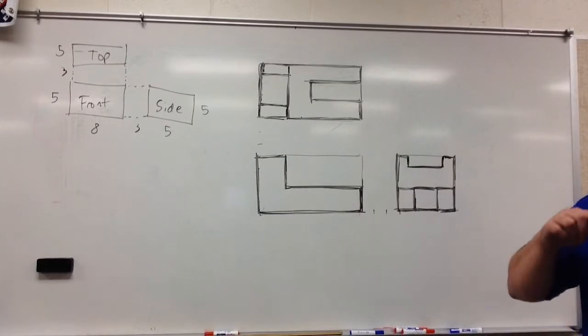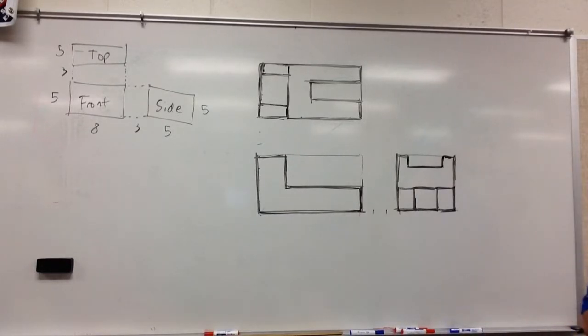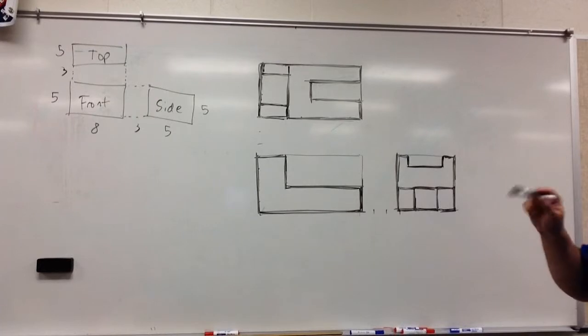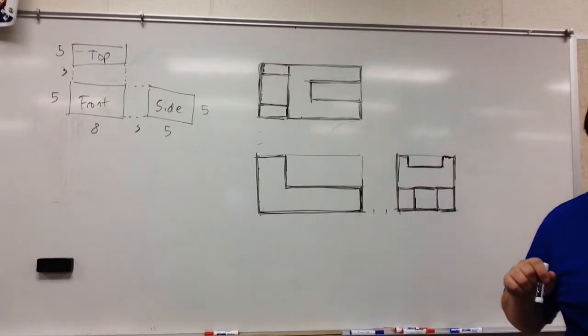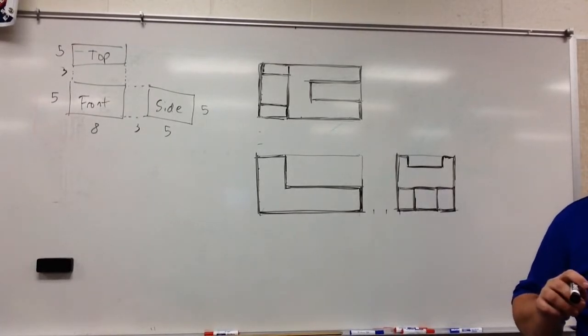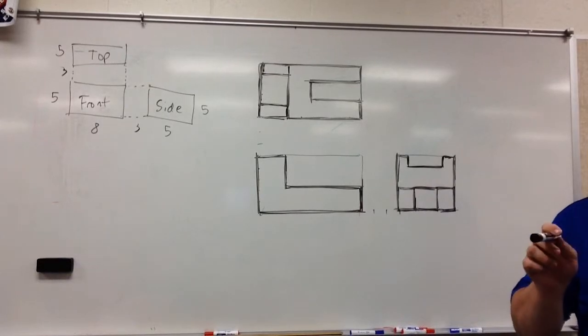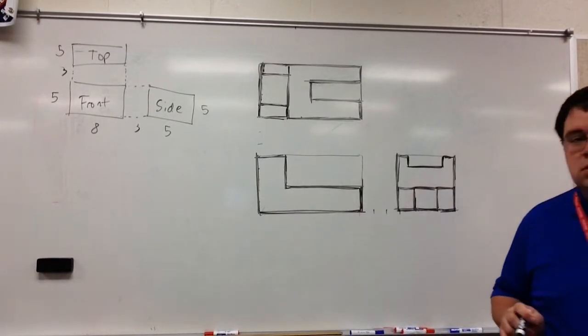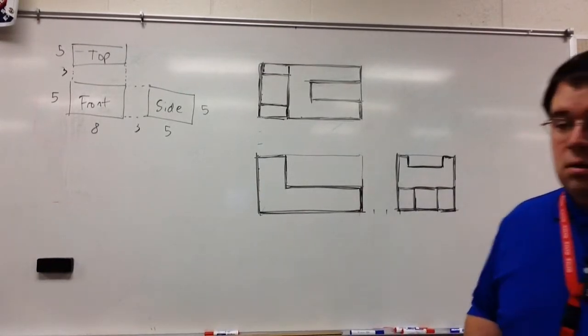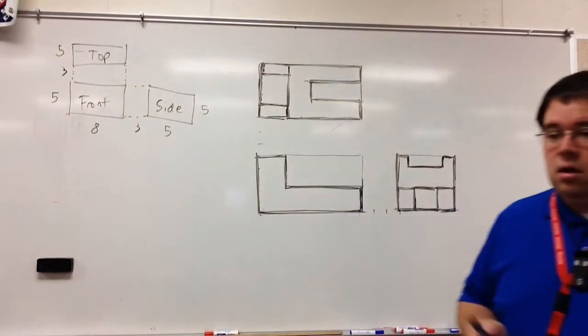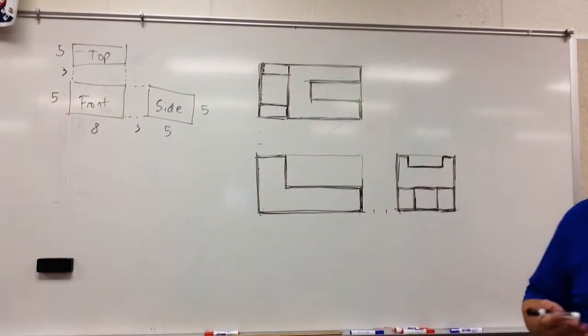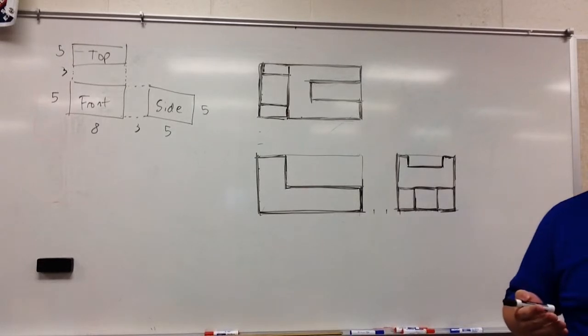The second type of lines we talked about was object lines, I believe. Object lines are the dark lines that make up the outside edges of a shape. What was the third type of line we talked about? Hidden lines. And when are hidden lines used? When the view that you're using, you can't see. Exactly. There's a feature you can't see.